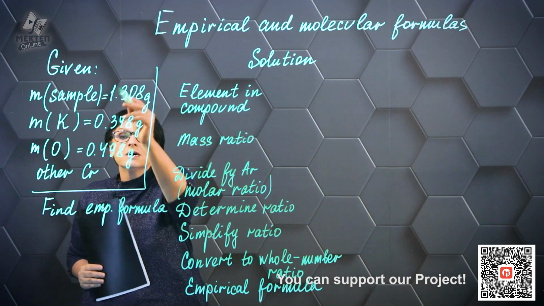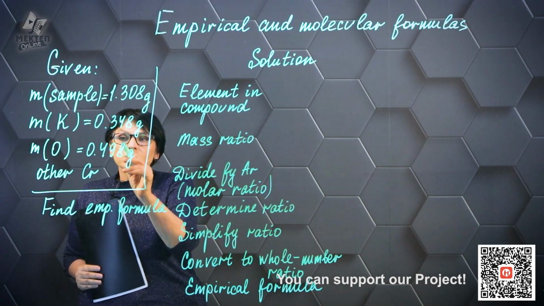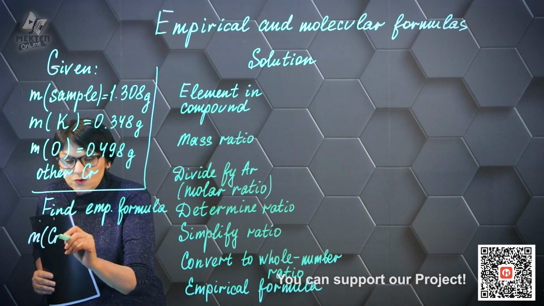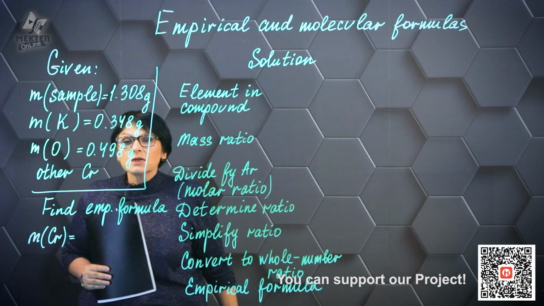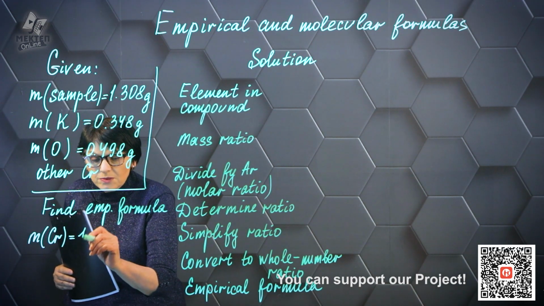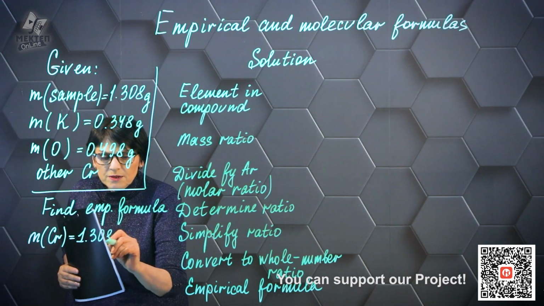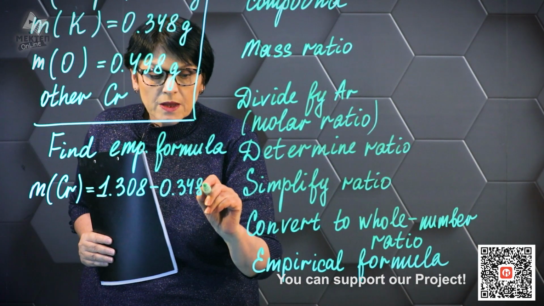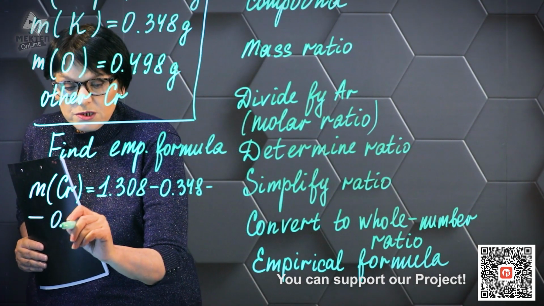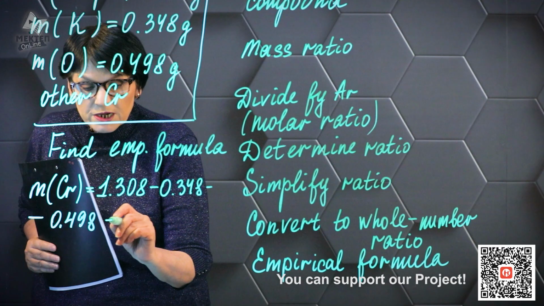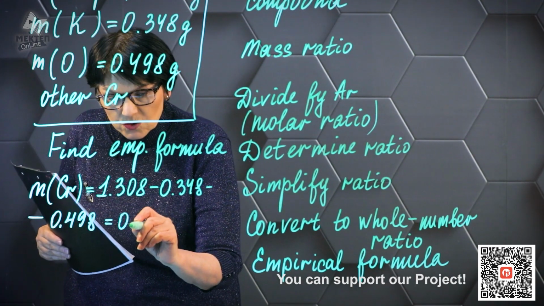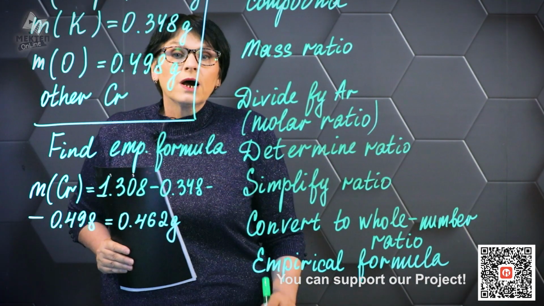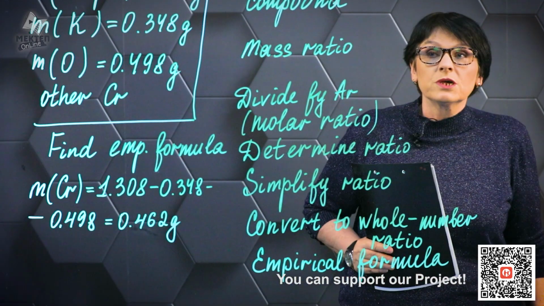Since we know the mass of our sample, and since potassium and oxygen are included here, let's first calculate how much chromium is present in our sample. To do this, from the total mass, which is provided to us, we will subtract the mass of the potassium present, and accordingly, the mass of oxygen. And it turns out that our sample contains 0.462 grams of chromium. That's all, and now we proceed to calculating our formula.